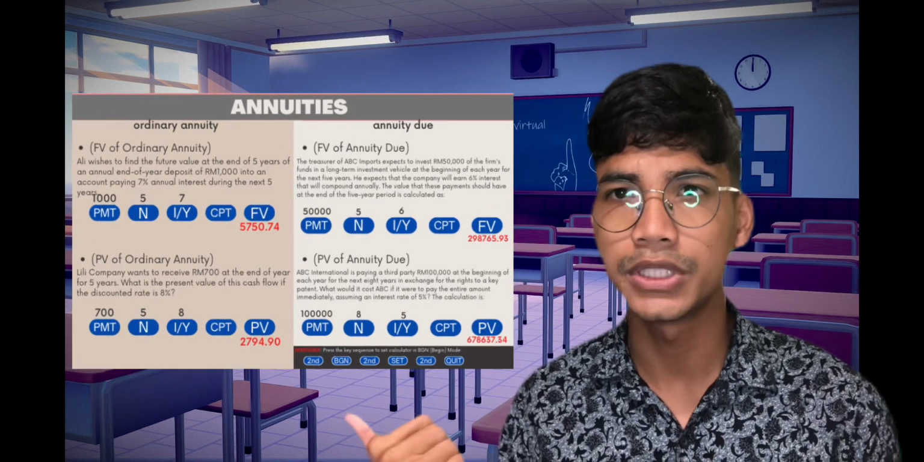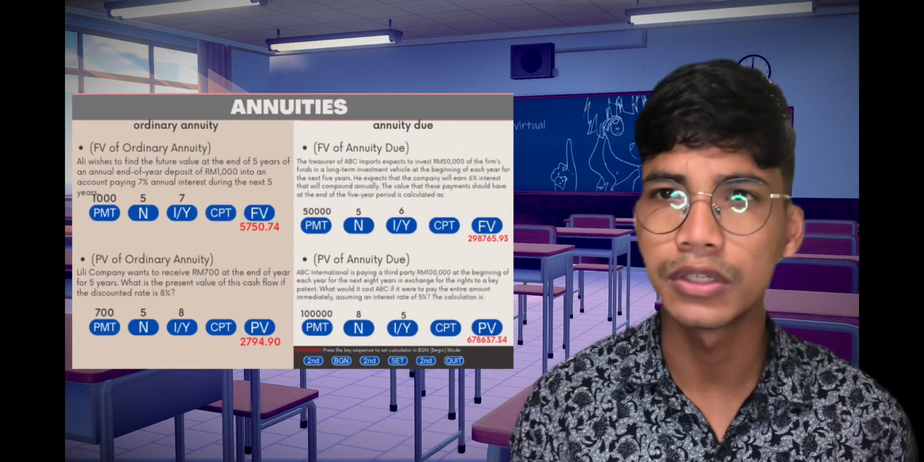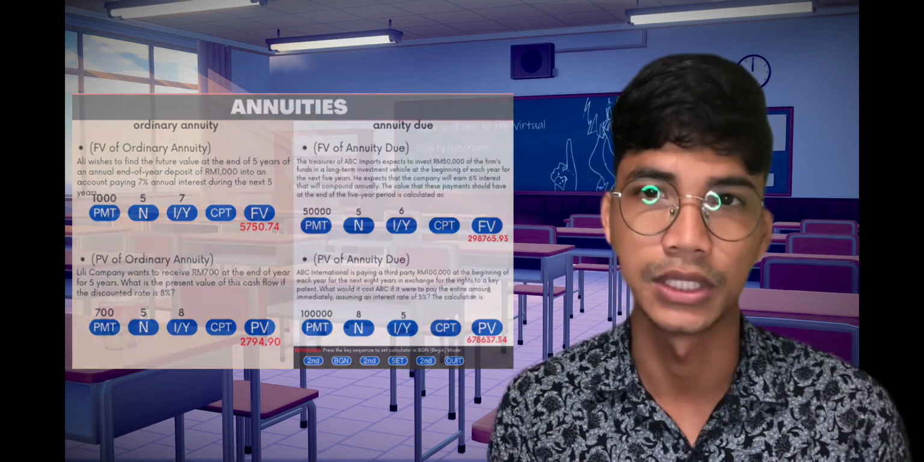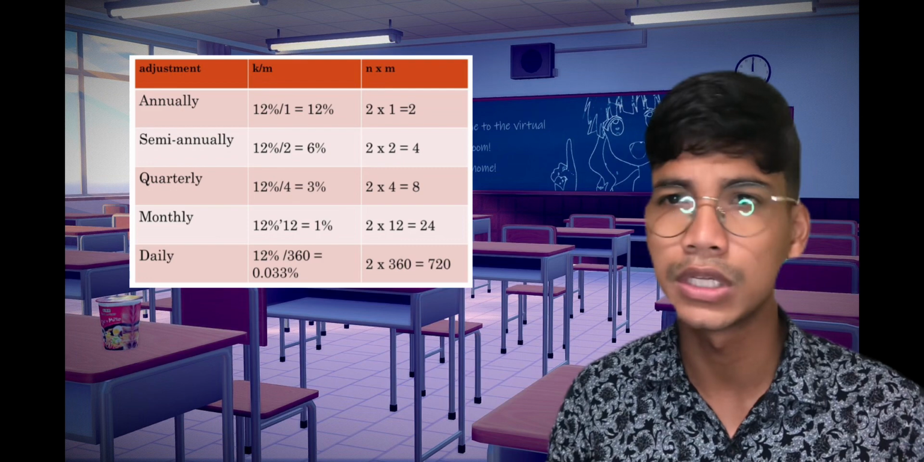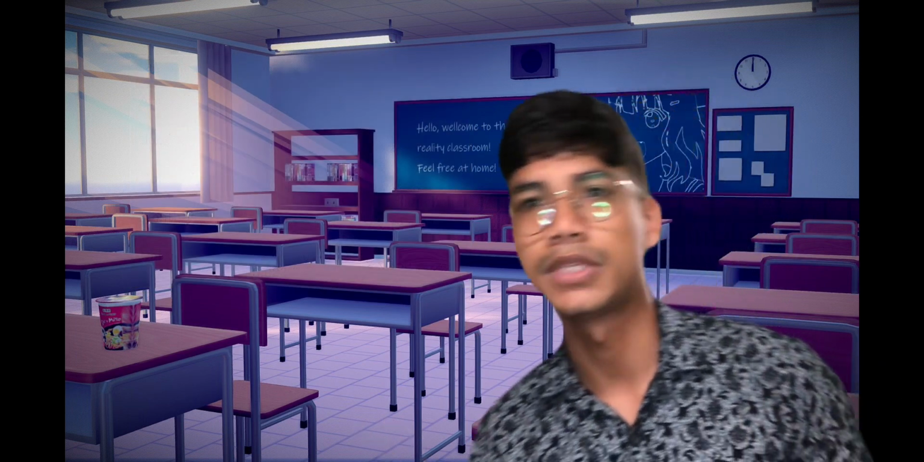As you can see in the picture, there is an example of the equations and you can try it yourself using a financial calculator. Lastly, this is a diagram of the difference between compounding and discounting periods. That's all about chapter 6.